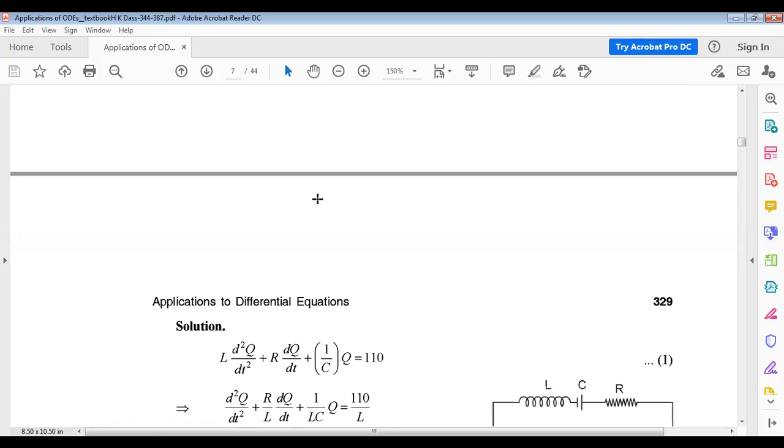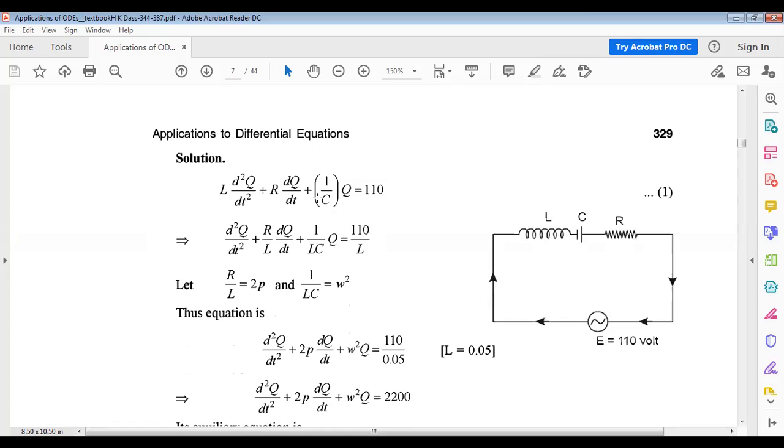This is actually a part of the application of differential equations in electric circuits. This is the circuit problem. For these types of circuit, L is the electric inductance, C the capacitor, R the resistance, and this is the EMF, E equals 110 volts. So electricity is passing through here.